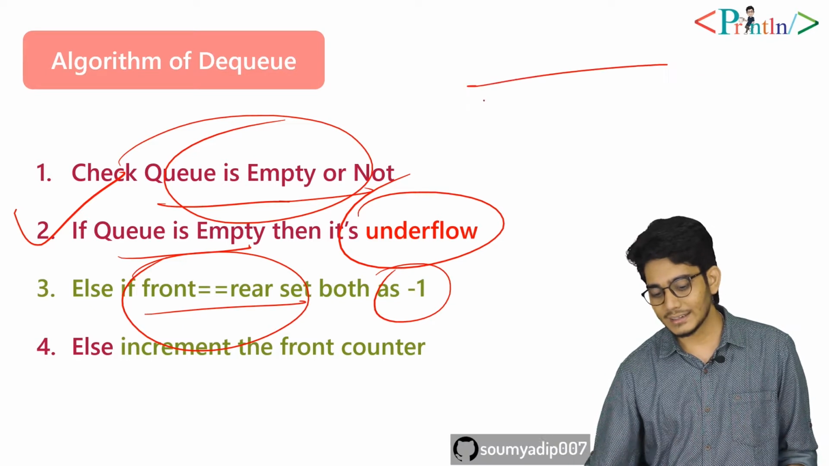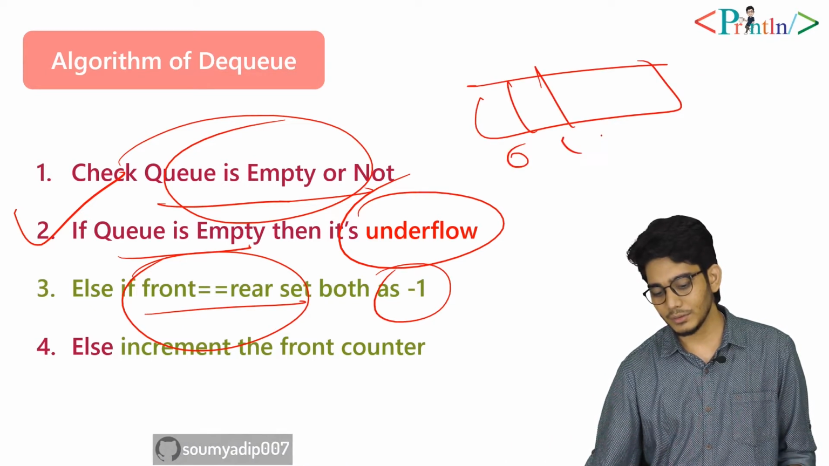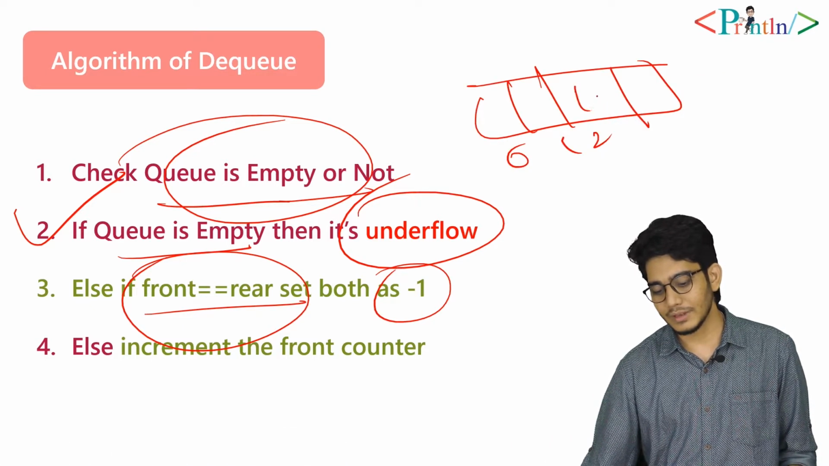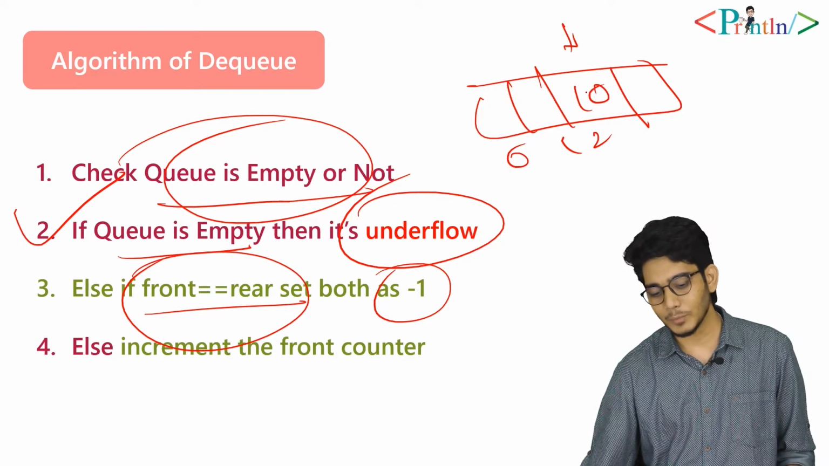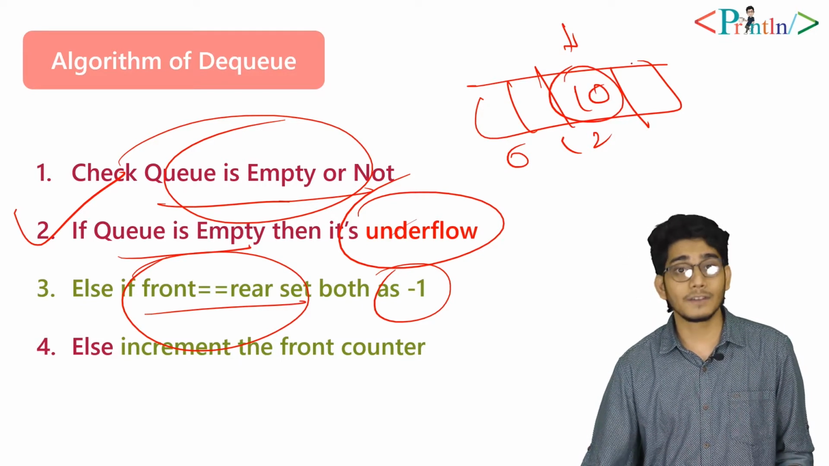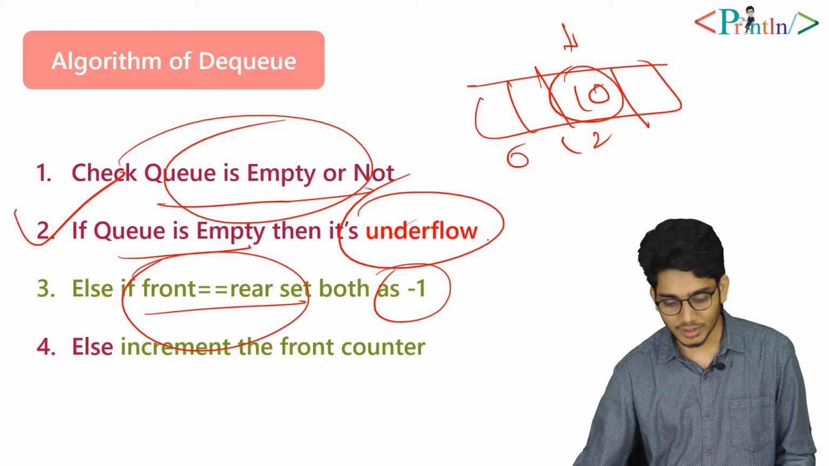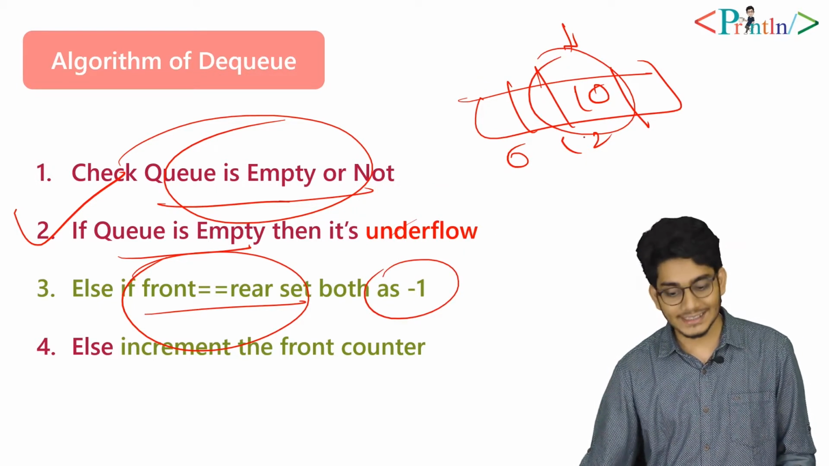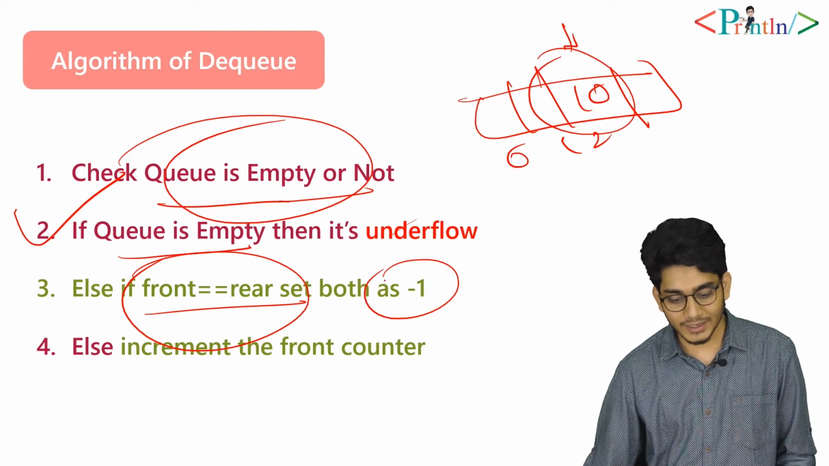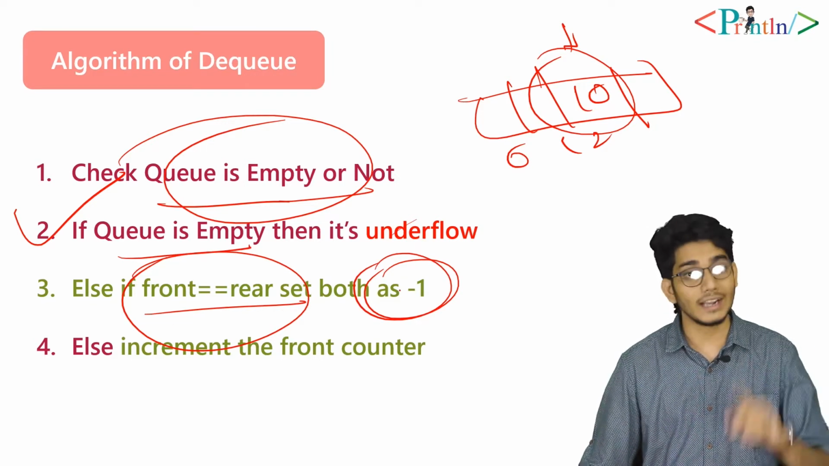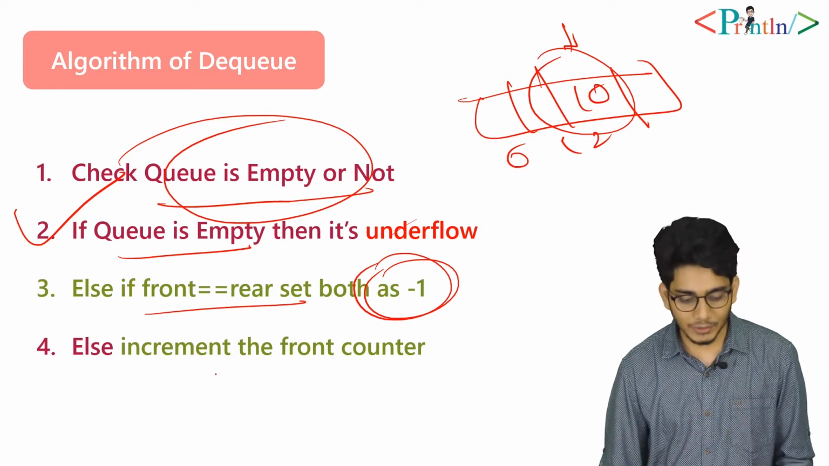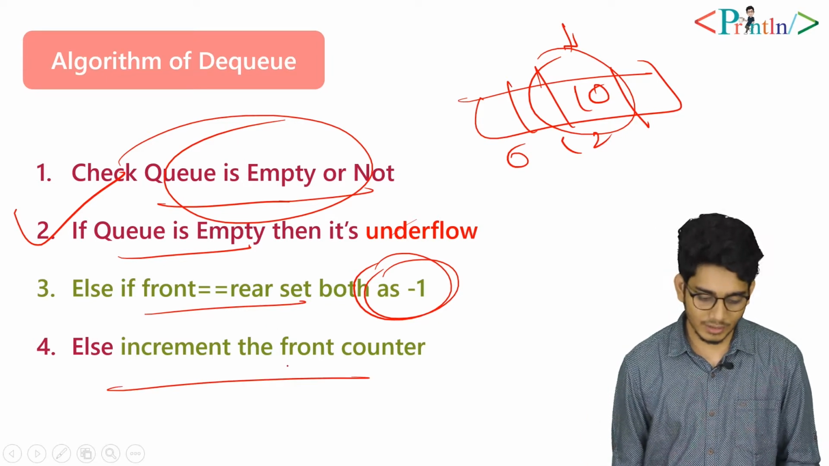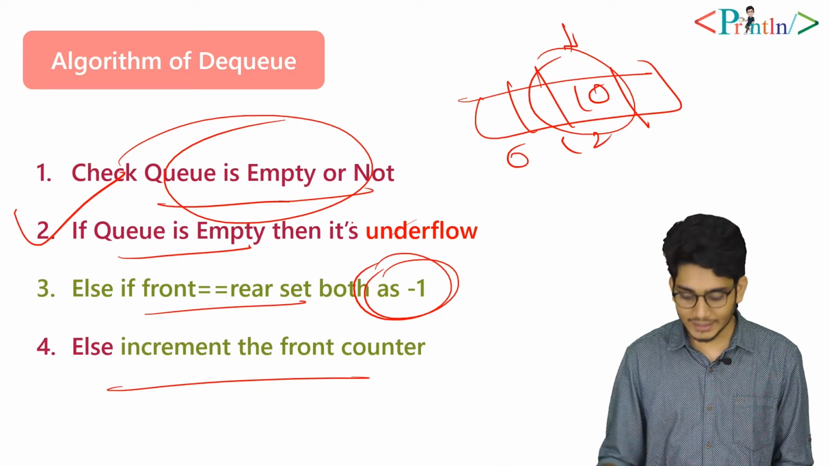So let's say we have indexes 0, 1, 2, and we have 10 here, and front and rear are pointing here. It means front and rear are at the same position, so we'll set both as -1. This is the edge case, front equals rear, then set it as -1. I'll talk about that in the next slide. Else, we'll just increment the front counter. So this is the algorithm we have to follow for the dequeue operation.